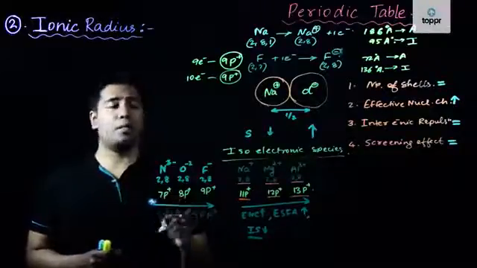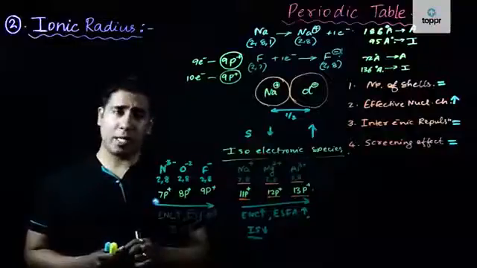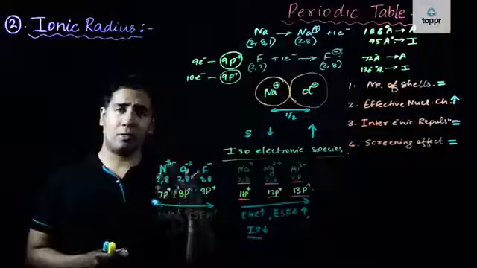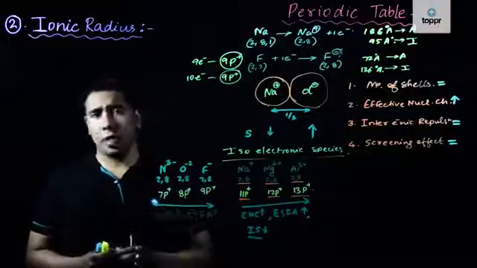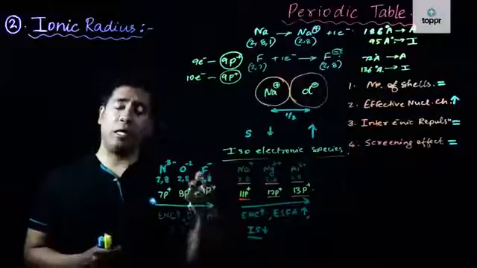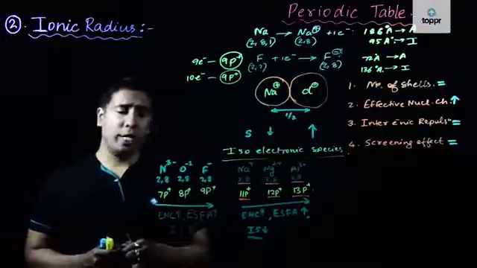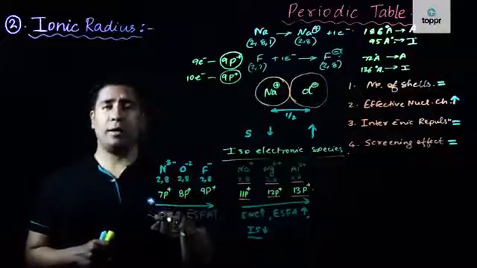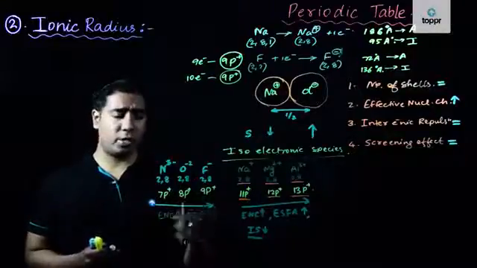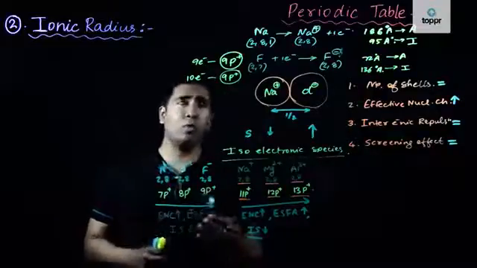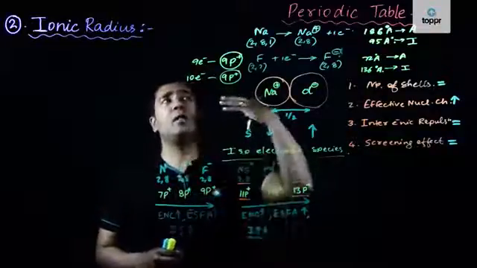So the same thing happens in the case of the negatively charged ions as well. That is, as we go from left to right, the ionic size decreases from nitride ion to fluoride ion because the total number of electrons is the same. Therefore, the only differentiating factor is the nuclear charge. Hence, as the effective nuclear charge increases, the electrostatic force of attraction increases and hence the ionic size decreases.